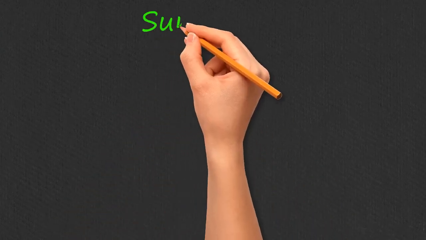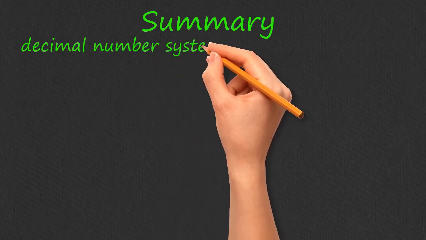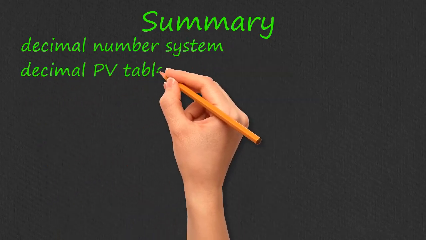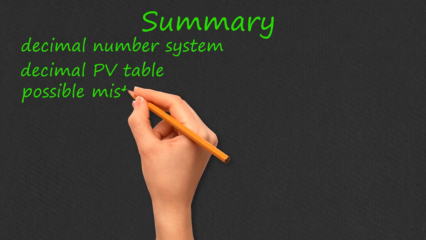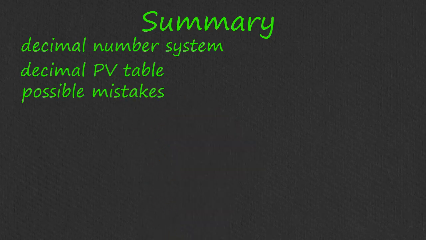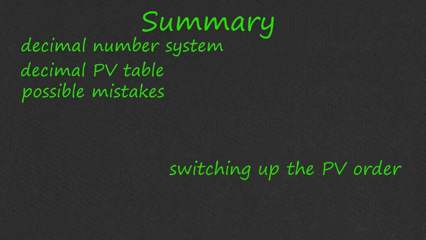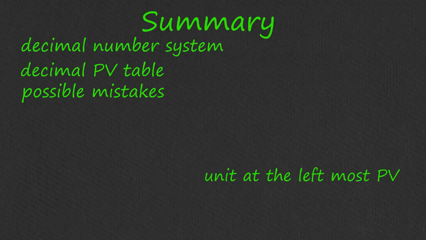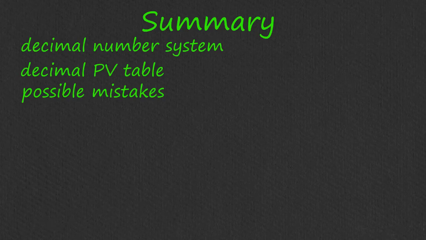In this video, we first reminded ourselves of the definition of the decimal number system and the decimal place value table. Then we discussed what mistakes one might make when trying to remember the decimal place value table, for example, missing out one of the place values or switching up the order of the place values, and starting with the unit at the leftmost place rather than the rightmost place. These mistakes can be quite common for students first learning about the number system, and we went into details discussing them.